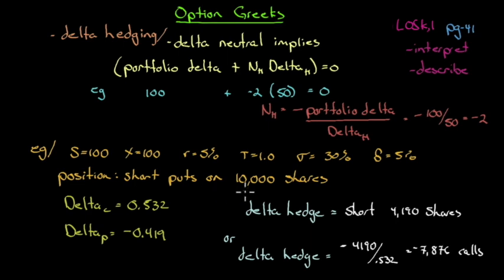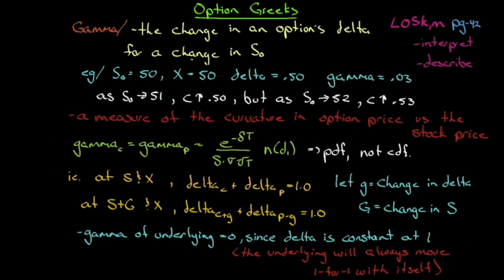Here we hurt on the decrease. Here this benefits on the decrease. We are delta hedged. All right, let's move on to gamma. Gamma, you can consider it the second derivative. If the delta is the first derivative of the rate of change of the stock price, gamma is the second derivative. It is the change in an option's delta for a change in the underlying.